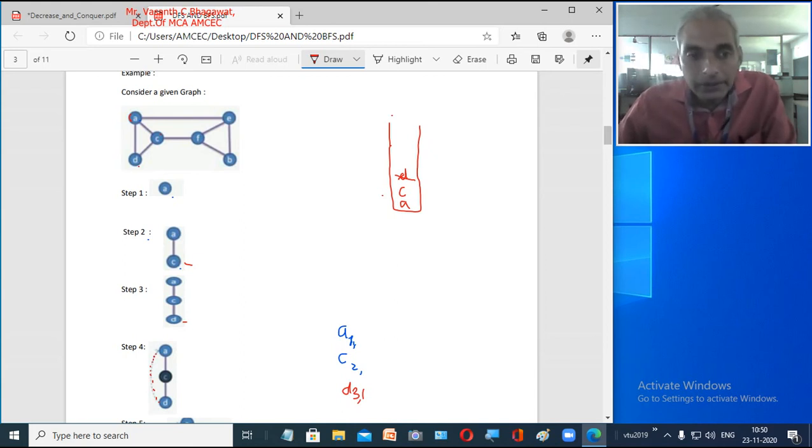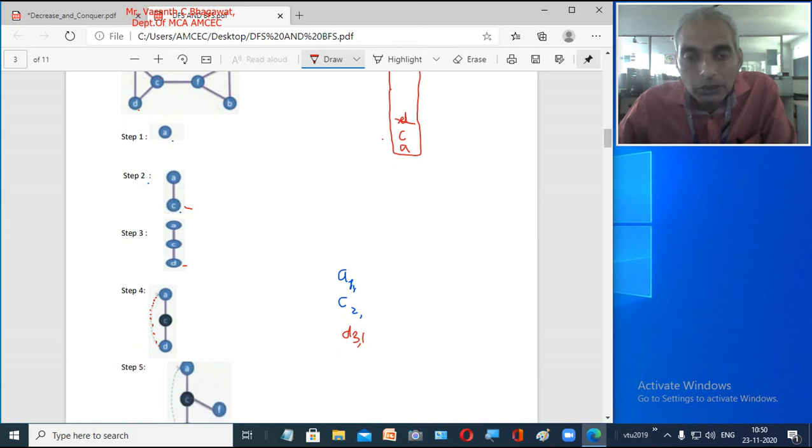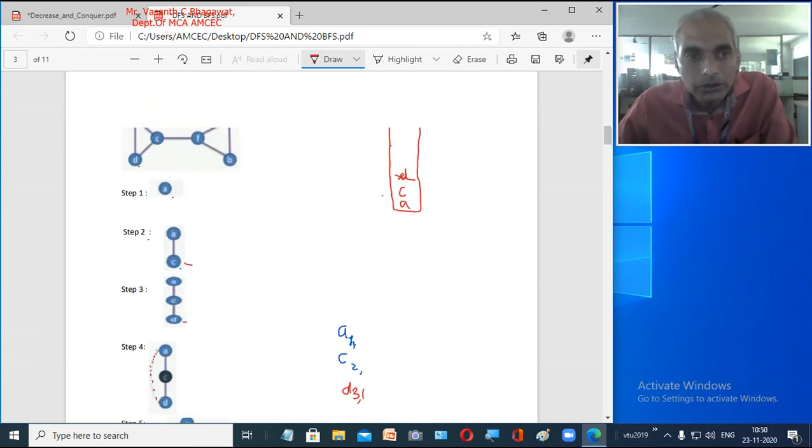Back edge, right? That is our back edge. So now you are popping D from your stack. So now you will come back to C. Now from C, again you check A, D, F. Three adjacent nodes are there.